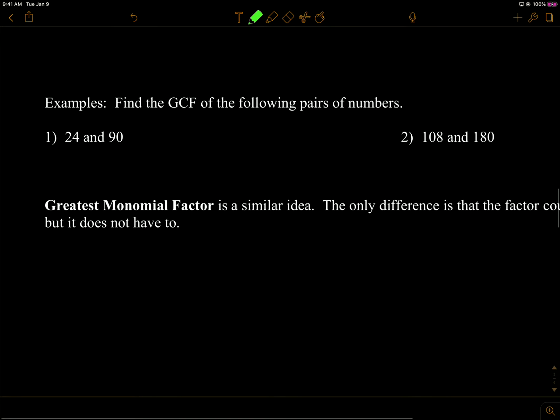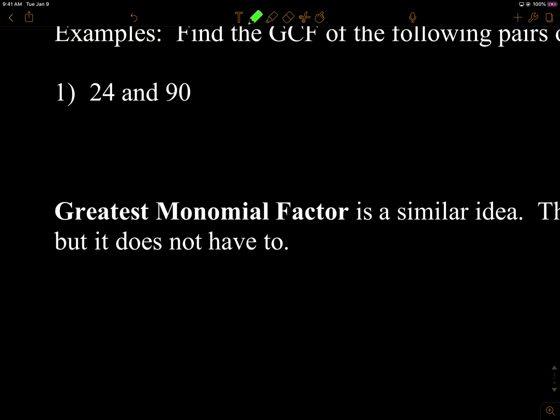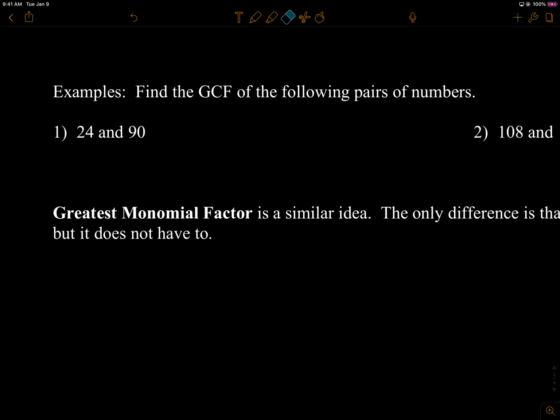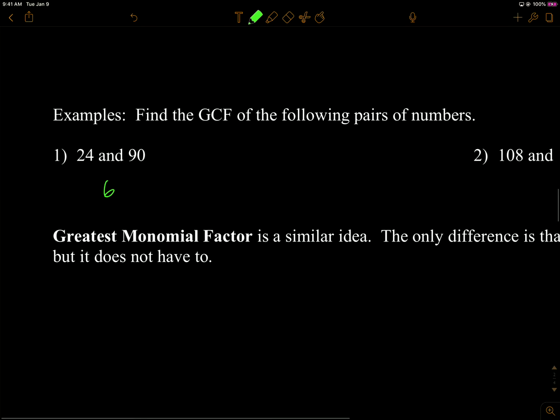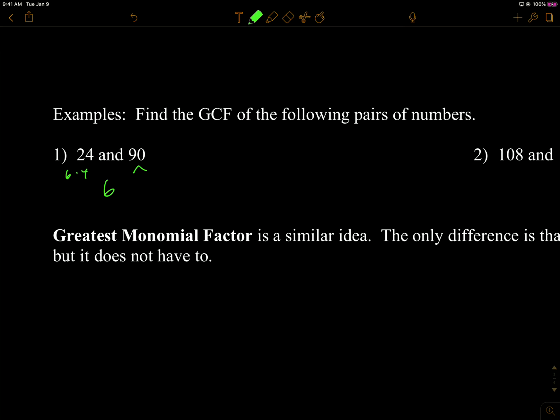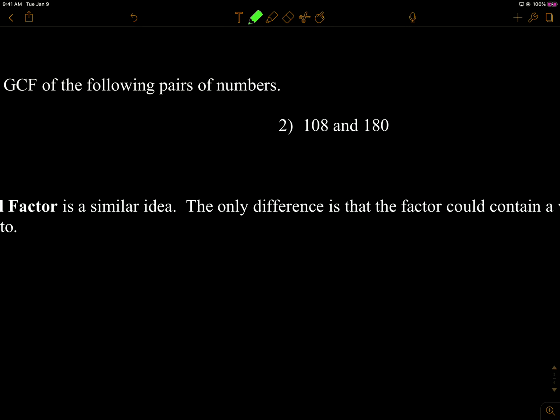So find the GCF of the following pairs of numbers. So 24 and 90. Okay, welcome back. So for this one, 6 is the greatest common factor. I can break 24 into 6 times 4. I can break 90 into 6 times 15. So the factor they have in common is 6. So the answer is 6. You can try 108 and 80 on your own. Okay, welcome back. The answer is 36.